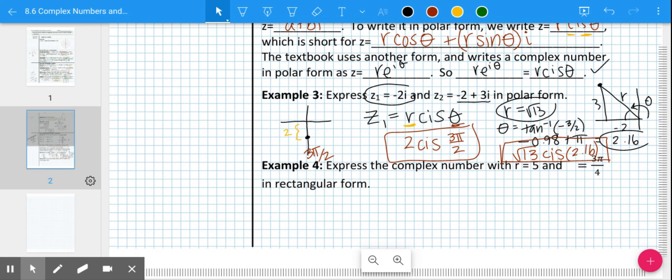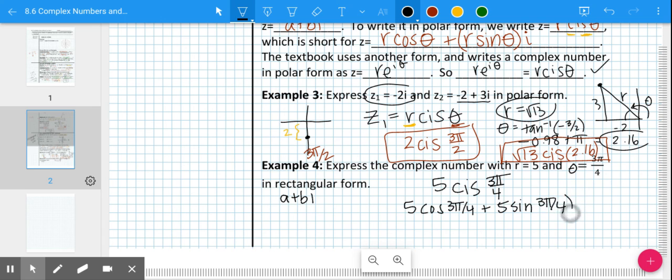Let's say we want to go the other way. Let's say we have the r and the theta and we want to put it in rectangular form. So let's write it as r cis theta. And if you want to figure out what that is, I don't even have to graph it. I want to put this into a plus bi form. And I know that r cis theta is short for r cos theta plus r sine theta times i. And I know how to do all this.